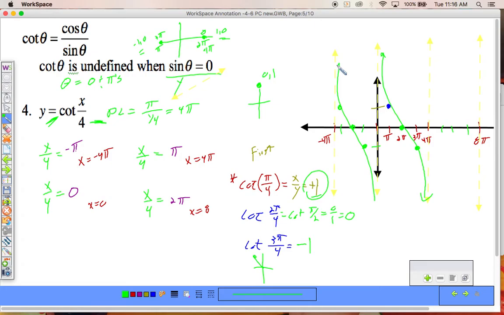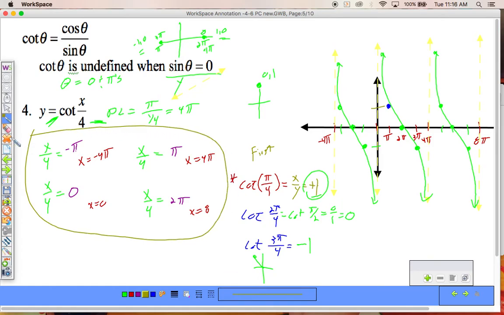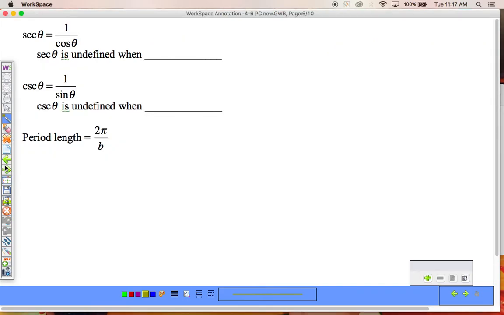Copy it into the other pieces. And that's the cotangent of x over 4. All right, so my main idea, most important concept, is finding these asymptotes. You've got to be able to find it for tangent, cotangent. Cosecant, secant is going to be a little bit easier, but we'll get there.